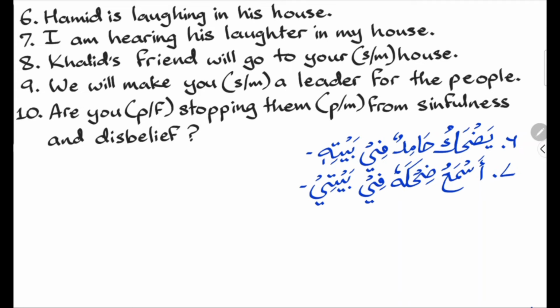Asma'u dihkahu fi bayti. I am hearing his laughter in my house. Number 8. Khalid's friend will go to your singular male house. Go is the fa'il here, which is to come first, and go in Arabic is dhahaba. Will go is yadhhabu. Next comes the fa'il. The fa'il here is Khalid's friend.